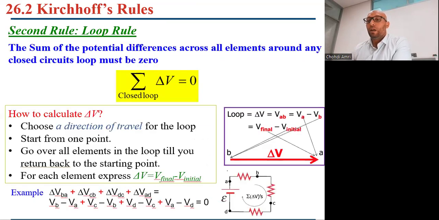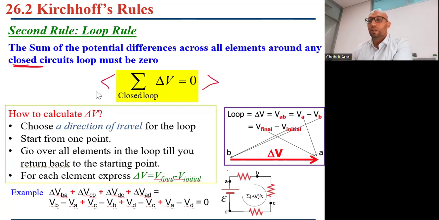Now let's move to the second rule, the loop rule. In the loop rule, we say that the sum of the potential differences across all the elements around any closed circuit loop must be equal to 0. So we can write that the sum of delta V across every element in the loop equals 0. How to calculate this delta V? Choose a direction of travel for the loop. Start from one point, go over all the elements in the loop until you return to the starting point, and for each element express delta V equal to V final minus V initial.